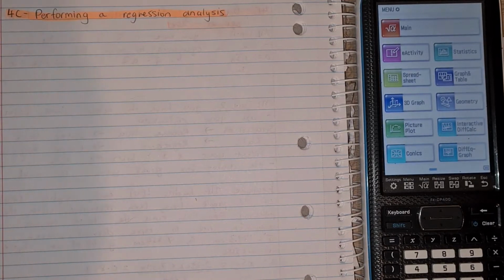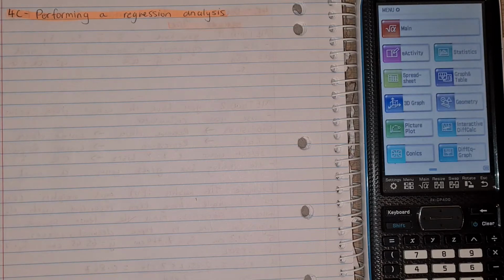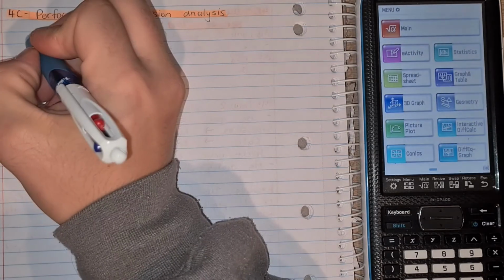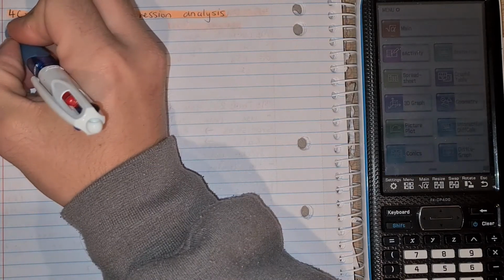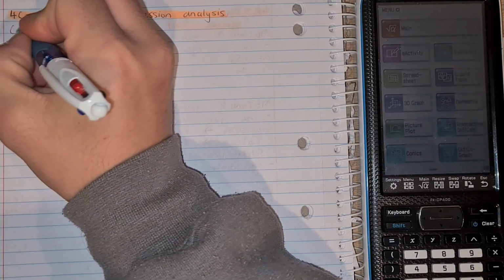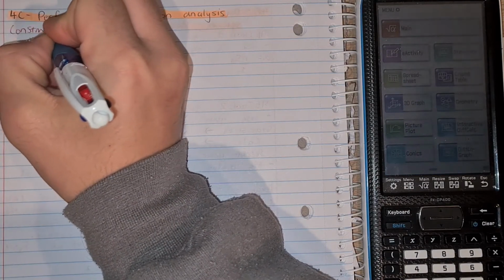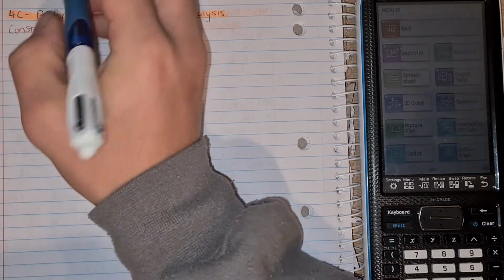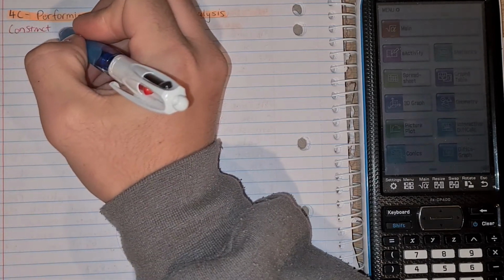Performing a regression analysis involves quite a number of steps, so we're going to break them down. The first one is to construct a scatter plot and investigate the nature of the association.